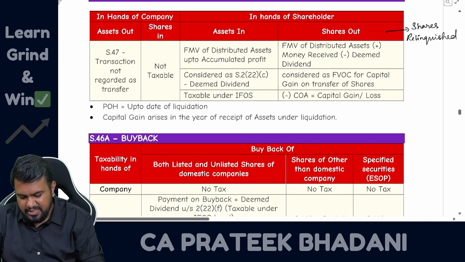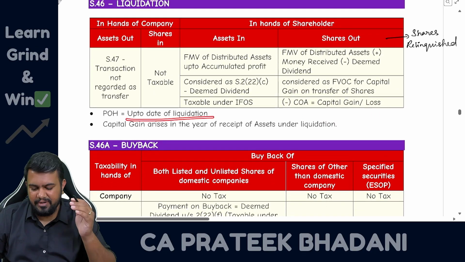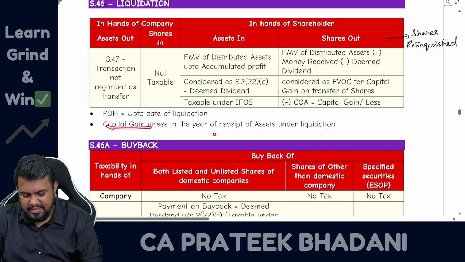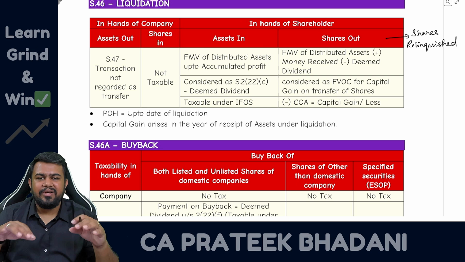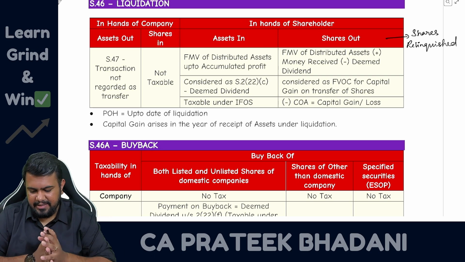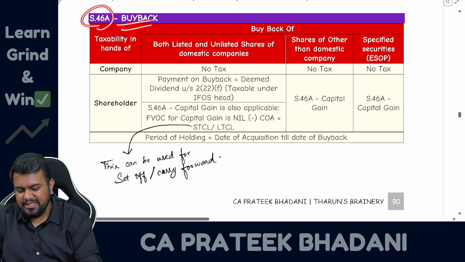Fine. So this is the explanation for liquidation. For the period of holding, you have to take only up to the date of liquidation, and capital gain arises in the year of receipt of the asset under liquidation. So whenever assets are received, that year only capital gain will arise. So this was liquidation. Now let us discuss section 46A, which is buyback.